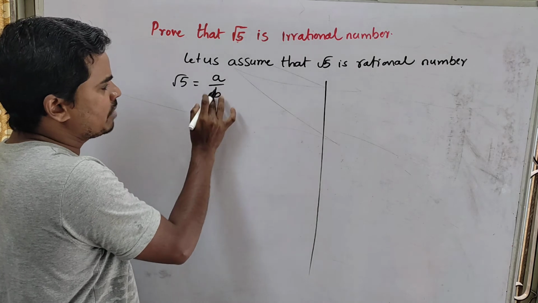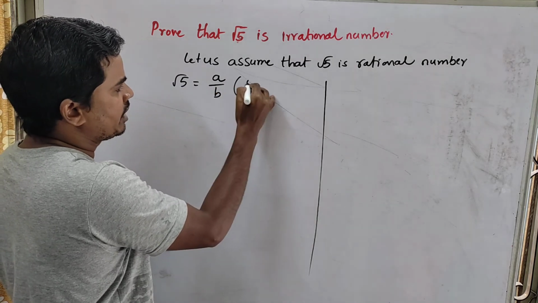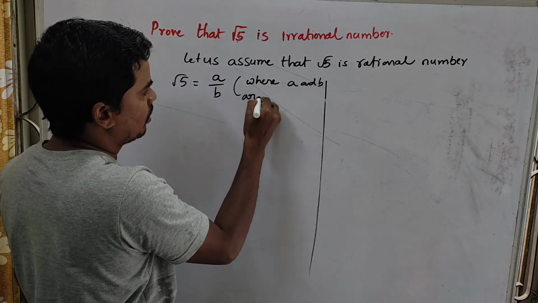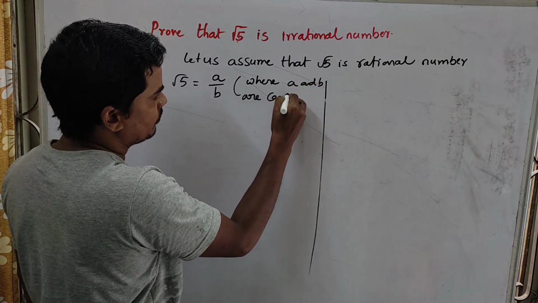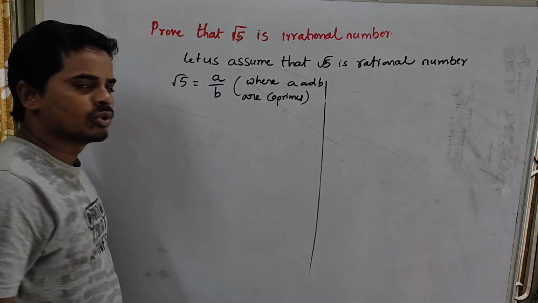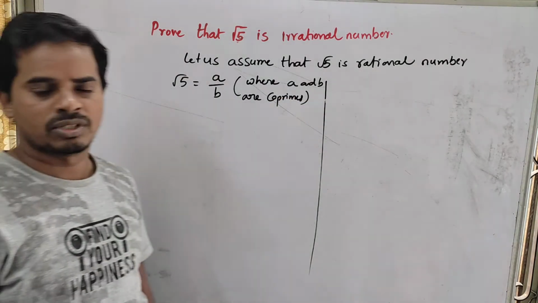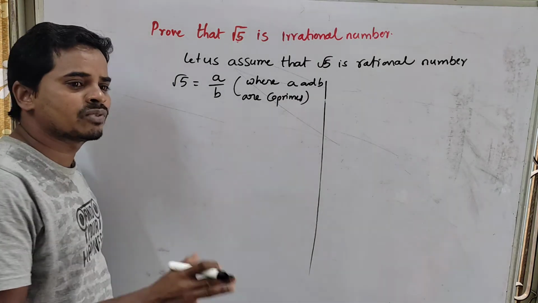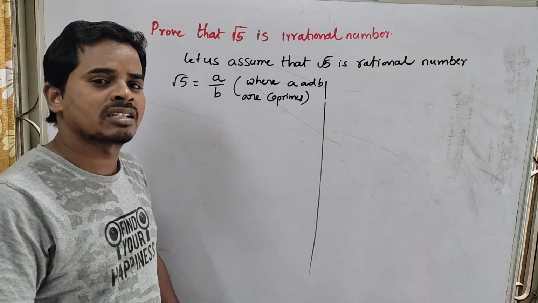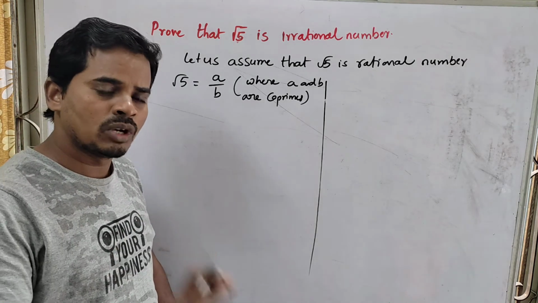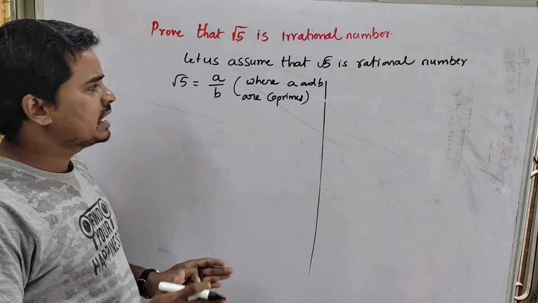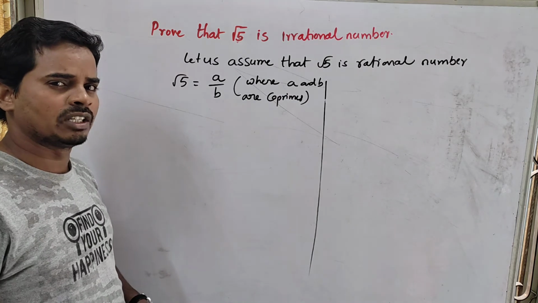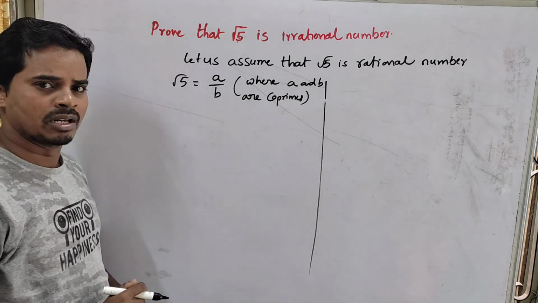Students, if you express a rational number in p by q form, we get coprime numbers, where a and b are coprimes. So you have to recall the concept of coprimes. What is a coprime number, students? Coprime numbers means the numbers which don't have any common factors other than 1. The two numbers have only 1 as a common factor. So other than 1 there are no common factors for those numbers. That is coprime numbers.